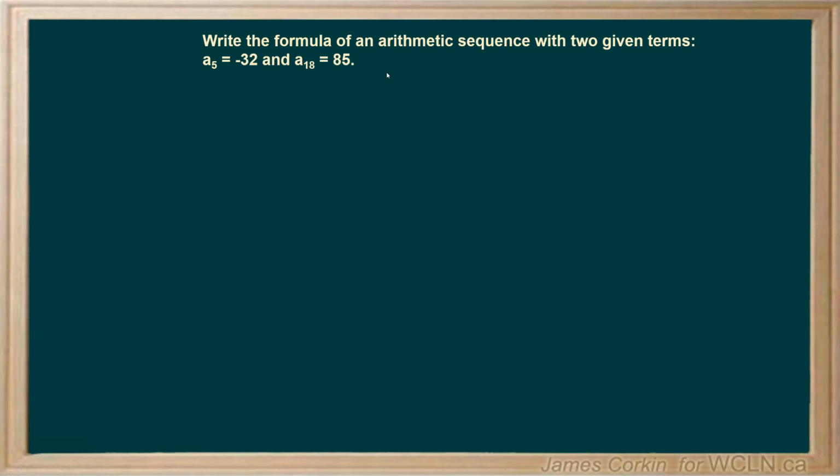Here we are asked to write the formula for an arithmetic sequence, and we know the values of two specific terms. We know the fifth term has a value of minus 32, and the 18th term has a value of 85. So to answer this question, we're going to need the arithmetic sequence general formula, which is that any specific term is equal to the first term plus n minus 1 times the common difference.